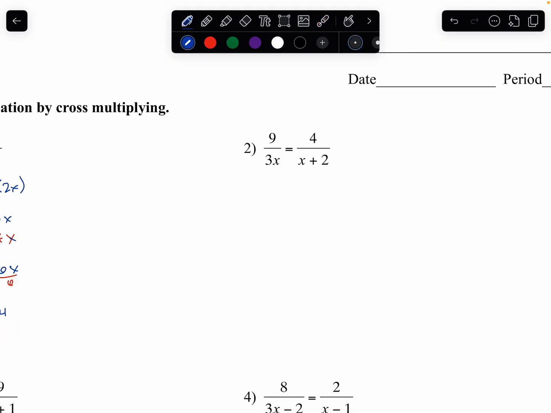Alright, same thing here. I'm going to take 9 and multiply it by x plus 2, equal to 4 times 3x. I get 9x plus 18 equal to 12x. Subtract 9x, subtract 9x. I get 18 is equal to 3x, divide by 3, divide by 3, and x is equal to 6.